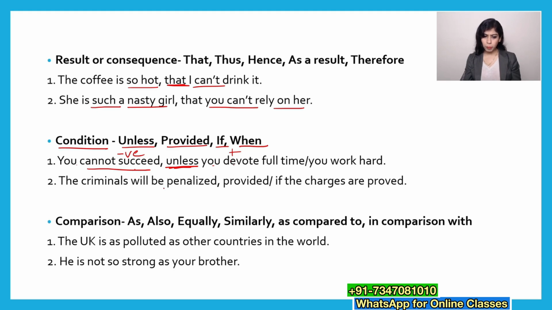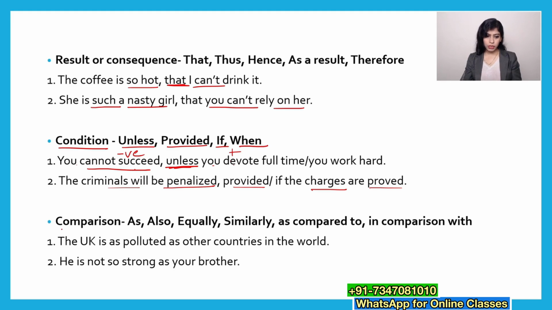The criminals will be penalized provided the charges are proved. So provided the charges are proved, criminals will be penalized. Okay? So this is the way we have mentioned this condition. These are the connectors for conditions. Whenever we have to show a condition, we can use unless, provided, if and even when.